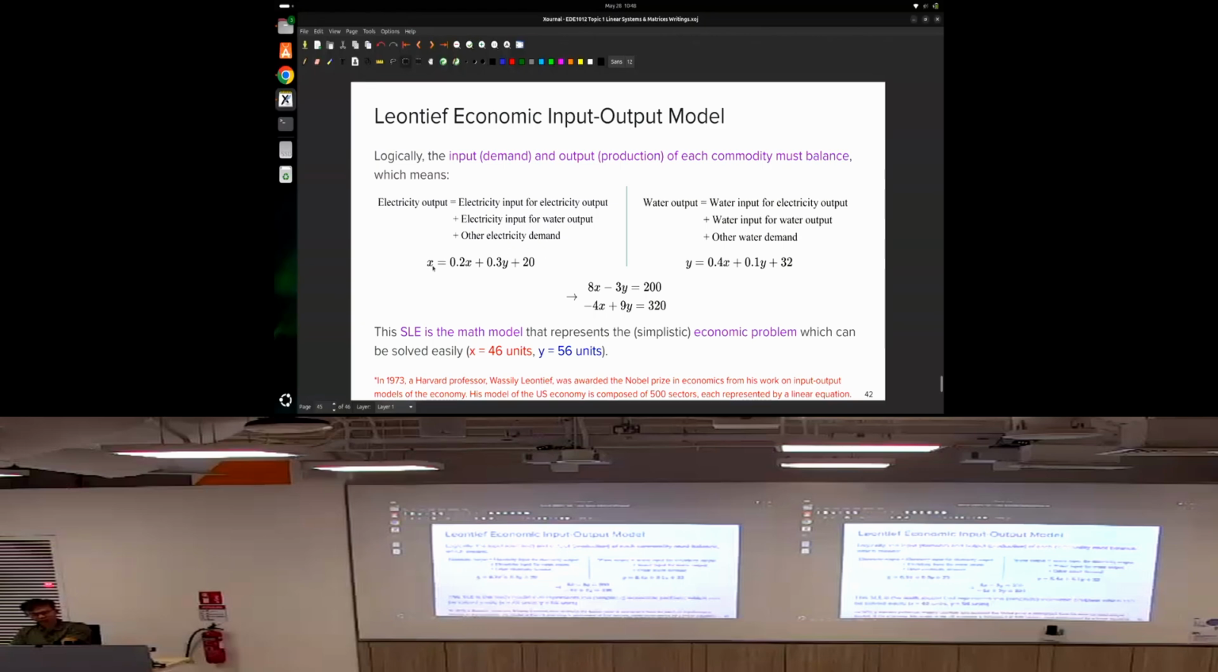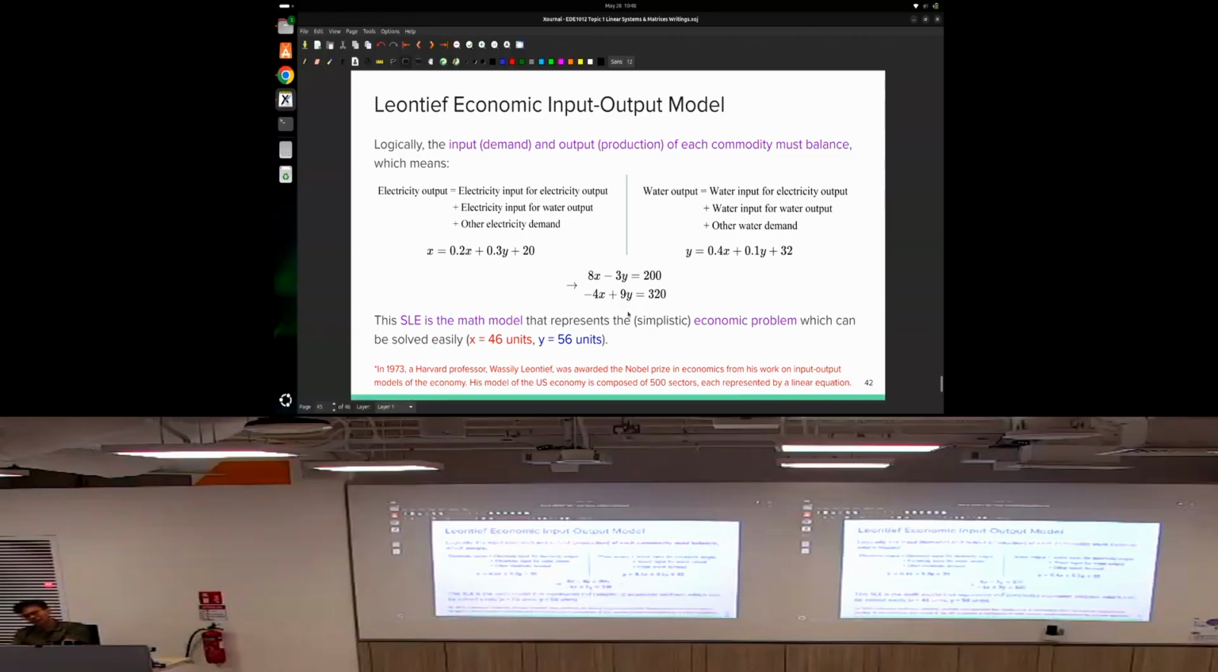Production is here, doesn't matter which. Production must be equivalent to consumption. The same thing goes for the water. So two equations, two unknowns X and Y. Now of course the solution is easy. We just use row operations and whatnot, simultaneous equations, substitution. You can get X equals 46, Y equals 56.